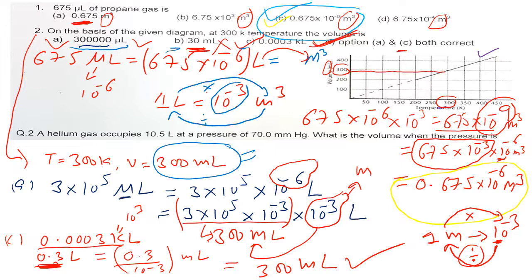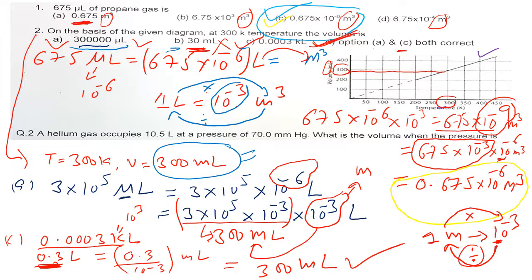Here the prefix used is micro, and micro means 10 to the power minus 6. So first you have to change this prefix micro. So the value of this volume in liter will be 675 into 10 to the power minus 6 liter.